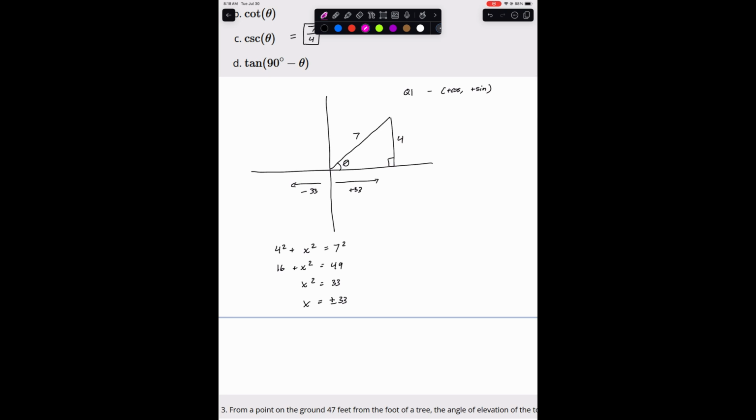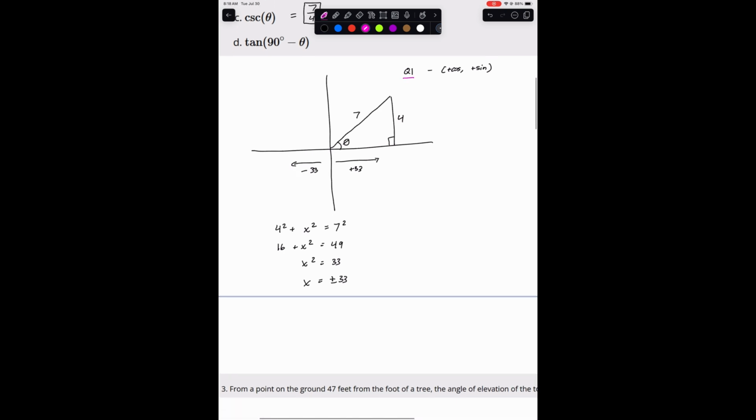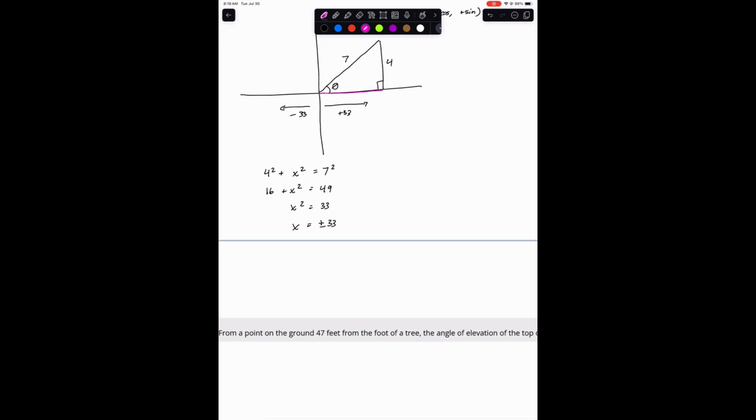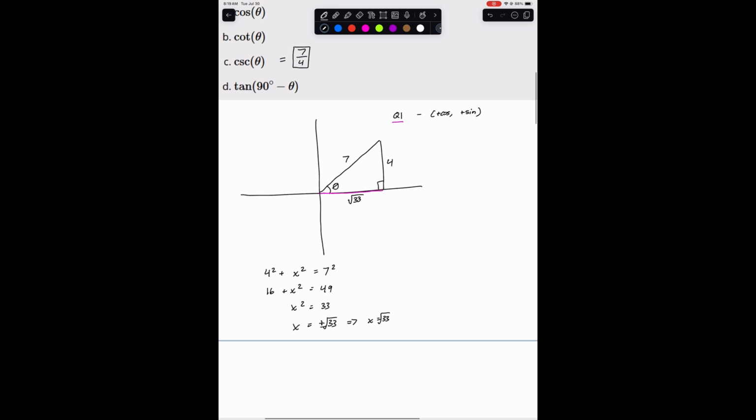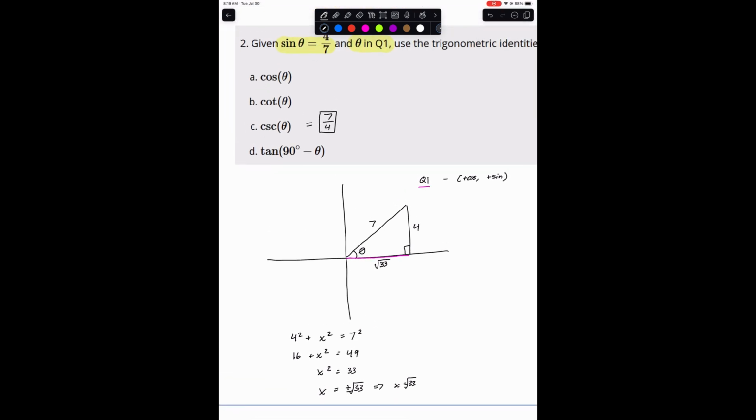Since we are in quadrant 1, right, my side length is in the positive side of the x-axis, so we only want positive. So this should be root 33 as well. So my missing side length is a positive root 33. Cosine is adjacent over hypotenuse, so that gives us the square root of 33 over 7.